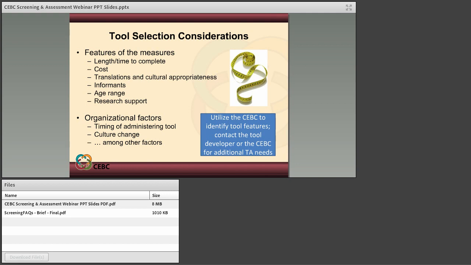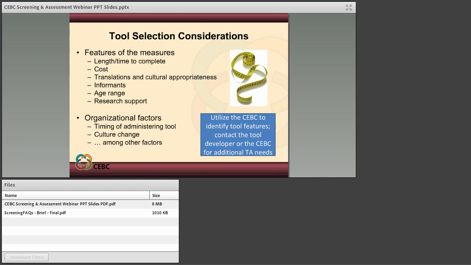There are many considerations for selecting a tool. This information comes from a field of study called implementation science, which examines the factors that support successful implementation of an innovation. That could be something like an evidence-based practice or even a measurement tool. What implementation science tells us is that the success and sustainability of a measure is determined by an organization's ability to critically think about how well the tool fits with their organization and their needs and also their service population.